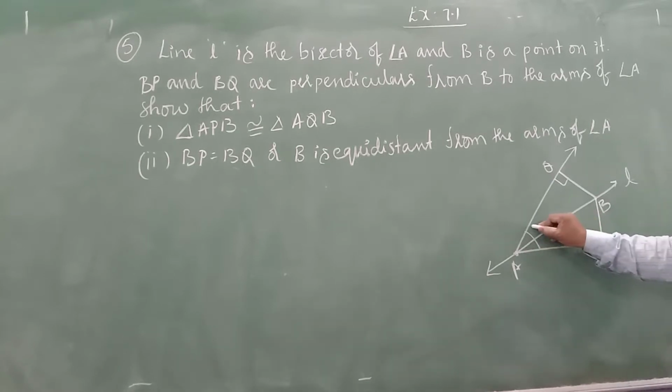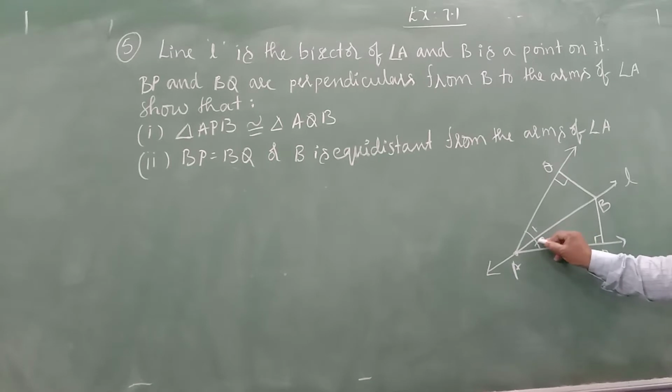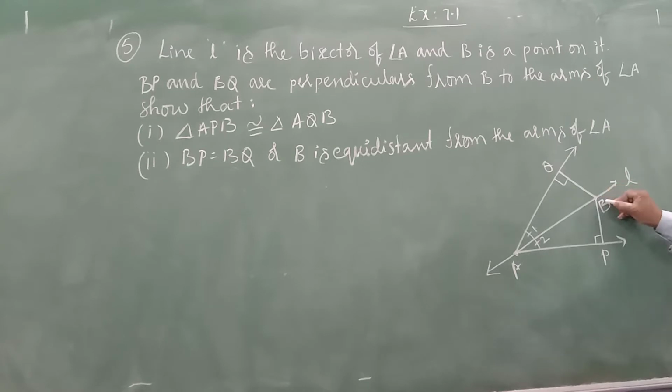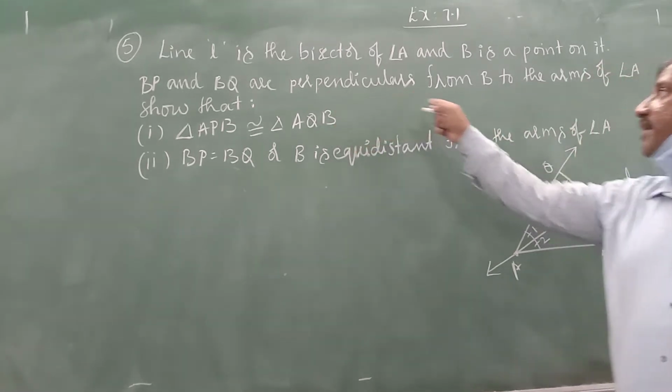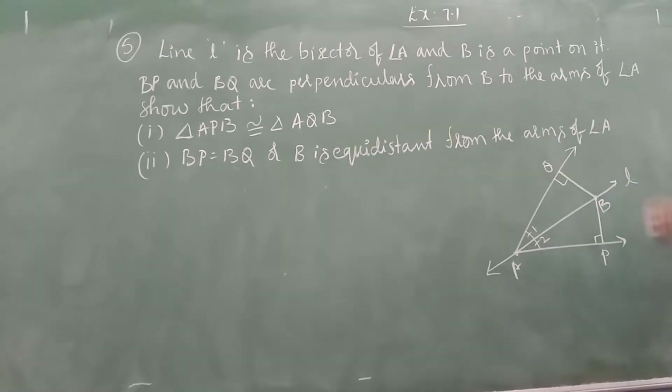You can take them as 1 and 2. Here 1 is equal to 2. And B is a point on it. Here we have a point B that is lying on the line L. Then BP and BQ are perpendiculars from B to the arms of angle A. BP and BQ are two perpendiculars drawn from point B to the two arms of this angle.